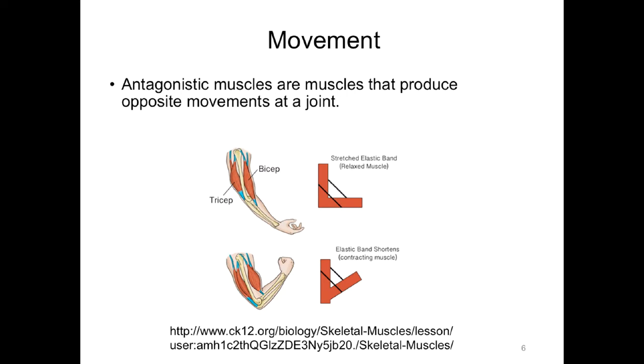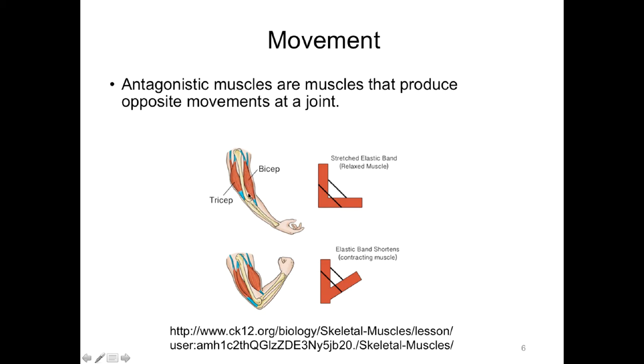Skeletal muscles can move our body, like our arms and legs, for example, because they work in antagonistic pairs. Antagonistic muscles are muscles that produce opposite movements at a joint. So if you think of your elbow joint, like it's shown here, the bicep and the tricep are going to result in opposite motions at your arm, at that joint, when they are contracted.